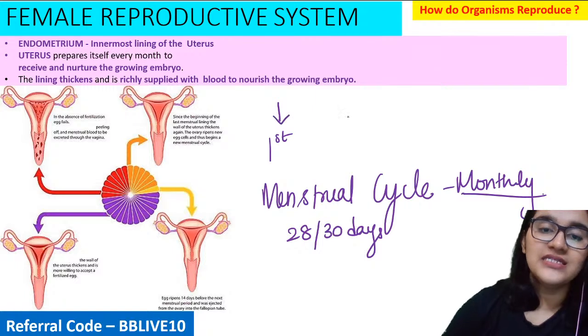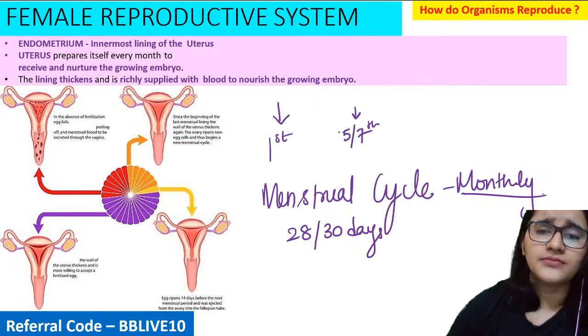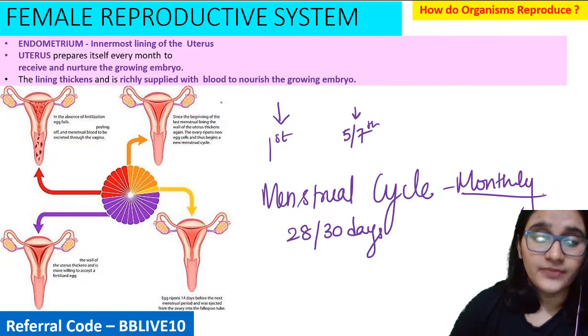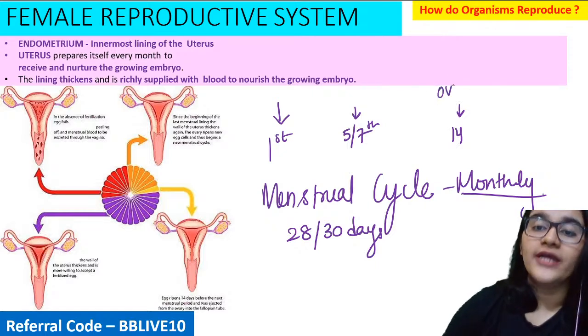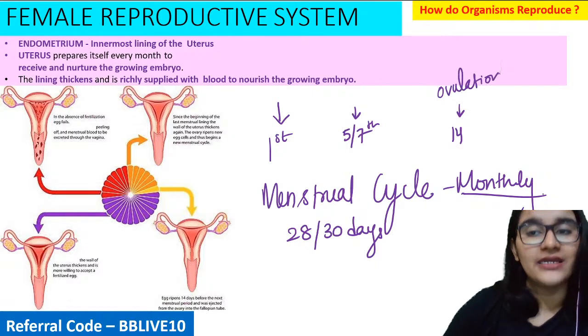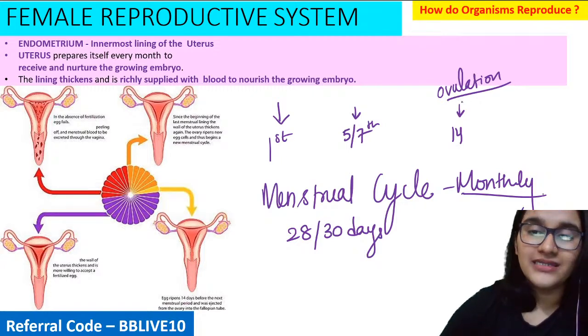So from the first day to the 5th to 7th day, what happens? The endometrium lining is still shedding. On the 14th day, we see something called ovulation. That is, a new egg is released out of the ovary. And this is the best time to conceive if you're planning for a baby.